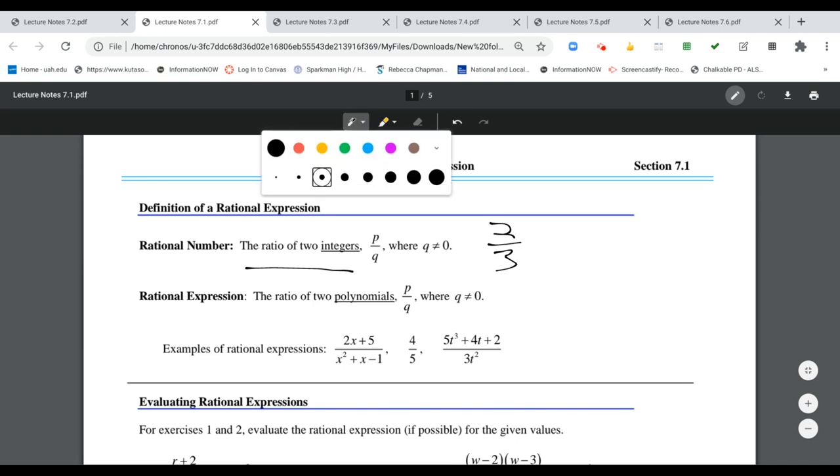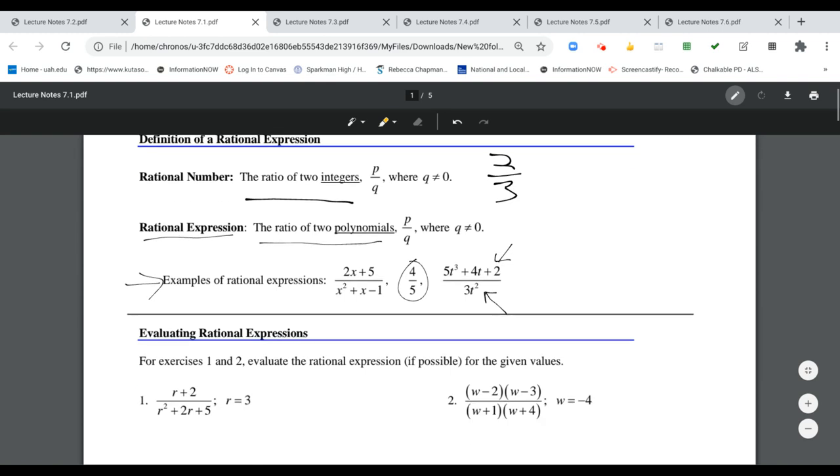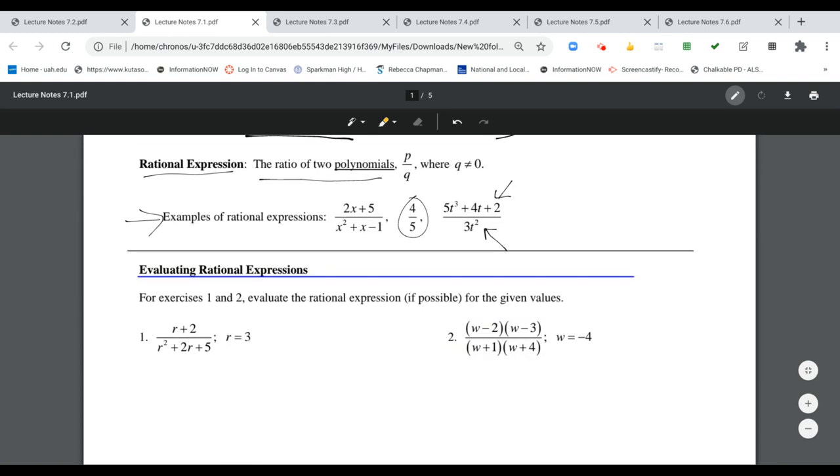Okay. The definition of a rational expression is a ratio of two polynomials. Now, they have some great examples down here. You have the polynomial 2x plus 5, a binomial over a trinomial. 4/5, even though it's a rational number, is considered a rational expression because it is something in fraction form. And then, of course, in the last example, you have a trinomial over a monomial, and that is okay because they're rational because they're fractions. So the word rational means fractions.